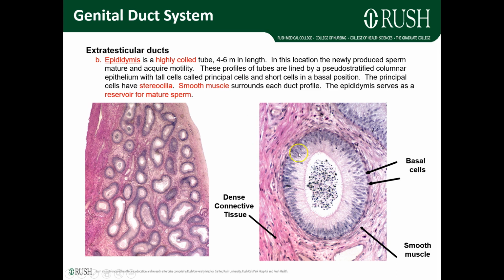The profile of this tube, as you can see in this high power cross-sectional view, is pseudostratified columnar epithelium with tall cells, which is most of the cells forming here, and some short cells. Short cells are referred to as the basal cells. The tall cells are referred to as the principal cells. The principal cells themselves have stereocilia. The smooth muscle surrounds the duct profile, as you can see in this particular section here. As I said before, the epididymis serves as a holding reservoir for the mature sperms.